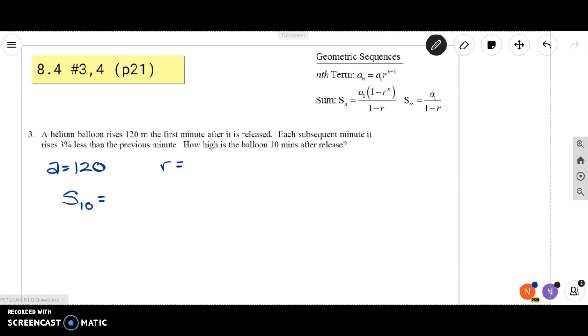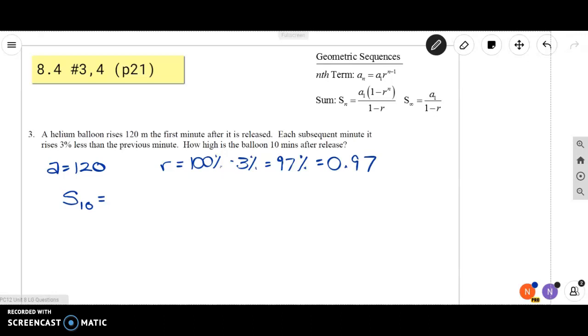So our A value is going to be 120. Each minute after that, it rises 3% less than the previous minute. So originally it had a 100% rise, then it's going to have a 97, a 94, reducing by 3% each time. So our R value is actually going to be 100% minus 3% because it's reducing the amount it goes by 3%. In other words, it's going to be a 97% rise. We would probably write that as a decimal, 0.97.